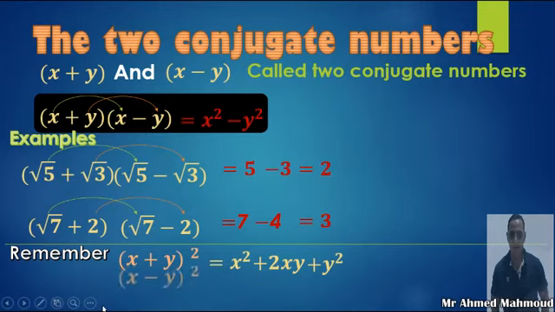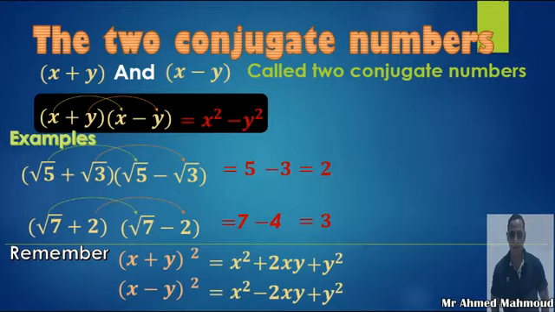If we have another one, x minus y all power of 2, it will be the first power of 2, x power of 2, 2 times first times second, it will be negative 2xy, and the second power of 2, it will be y power of 2 like this. Let's solve problems about the concept of conjugate numbers.